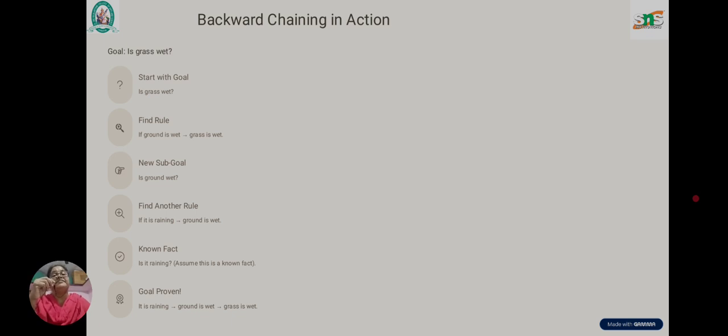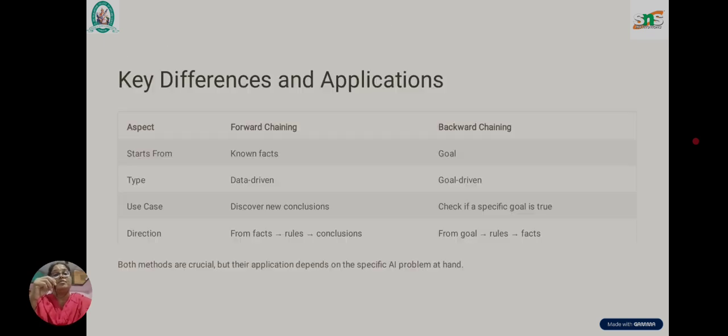The rule is that if the ground is wet, the grass is automatically wet. The question asked is whether the ground is wet or not. The next rule is that if it is raining, the ground is wet, as we all know. The question asked is whether it is raining or not. These are the questions that arise from backward chaining. Finally, what we prove is that when it is raining, the ground will be wet and the grass is automatically wet. This is called backward chaining.